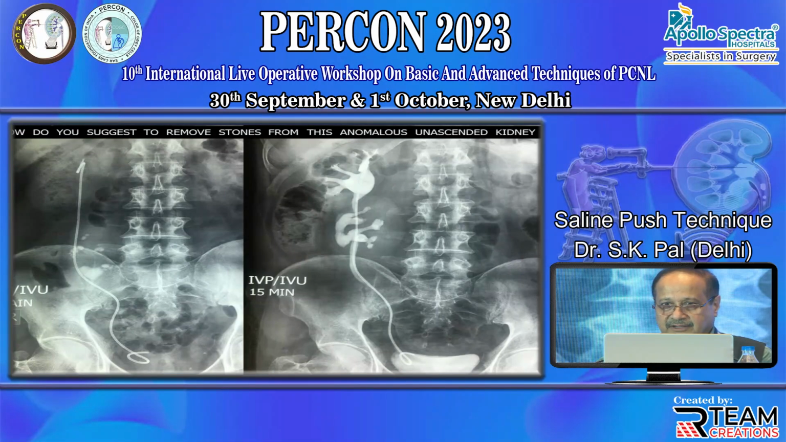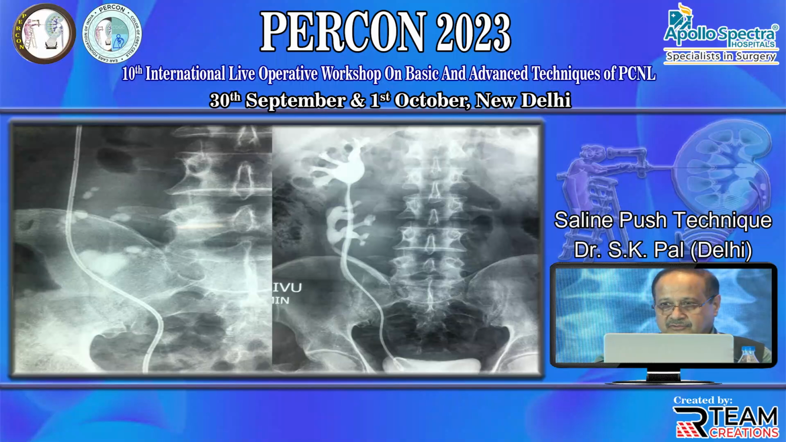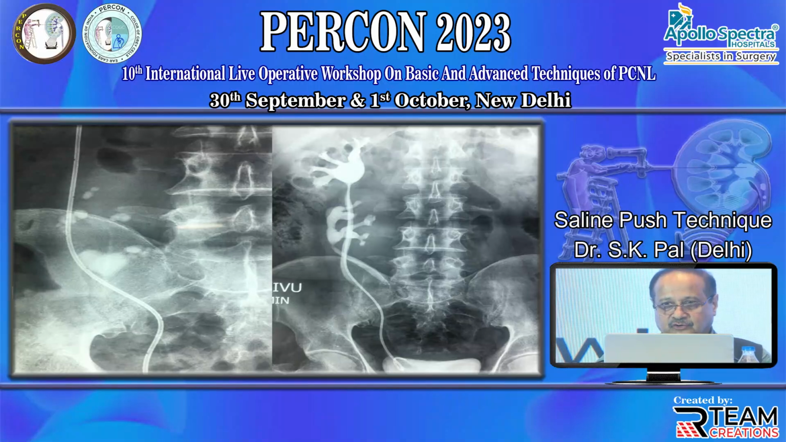Multiple renal calculi are common in kidneys like crossed renal ectopia. There are multiple stones filled up in this. All the calyces are filled up. So how to take out these stones and what should be done?